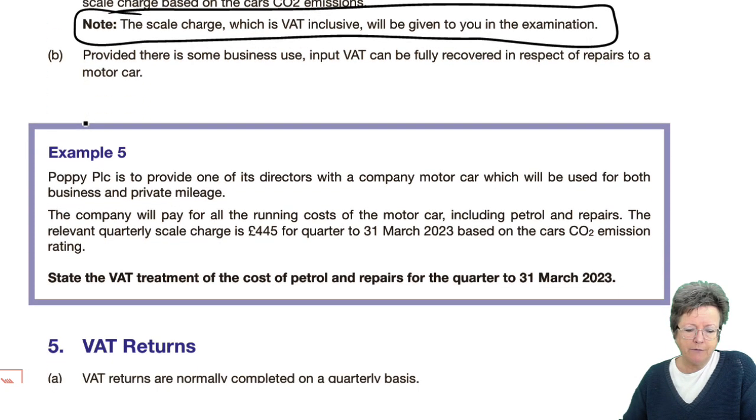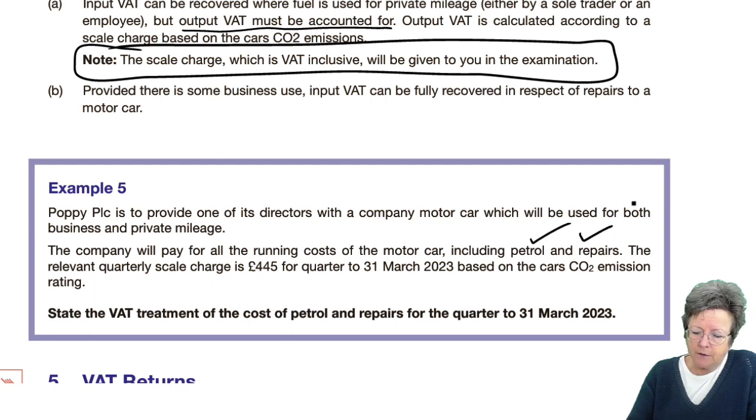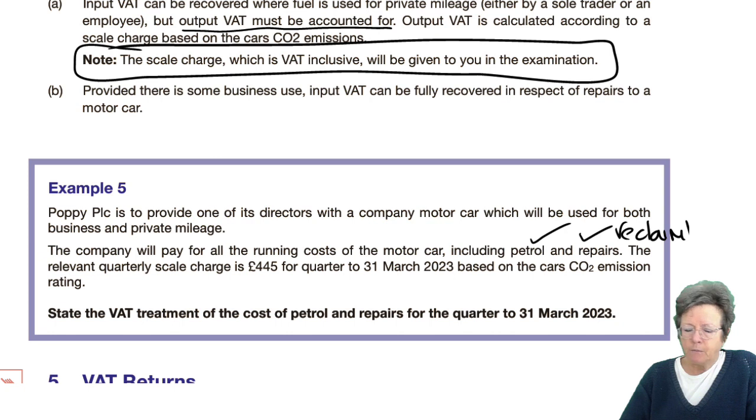Okay, so we have a question here. Poppy has provided one of its directors with a company car which is used for both business and private. The company will pay all the running costs of the motor car, including the petrol and repairs, so therefore they can reclaim the VAT on that. Okay. Now it says the relevant quarterly scale charge is £445 for the quarter to March based on the CO2 emissions. So state the treatment of the cost of the petrol and repairs.